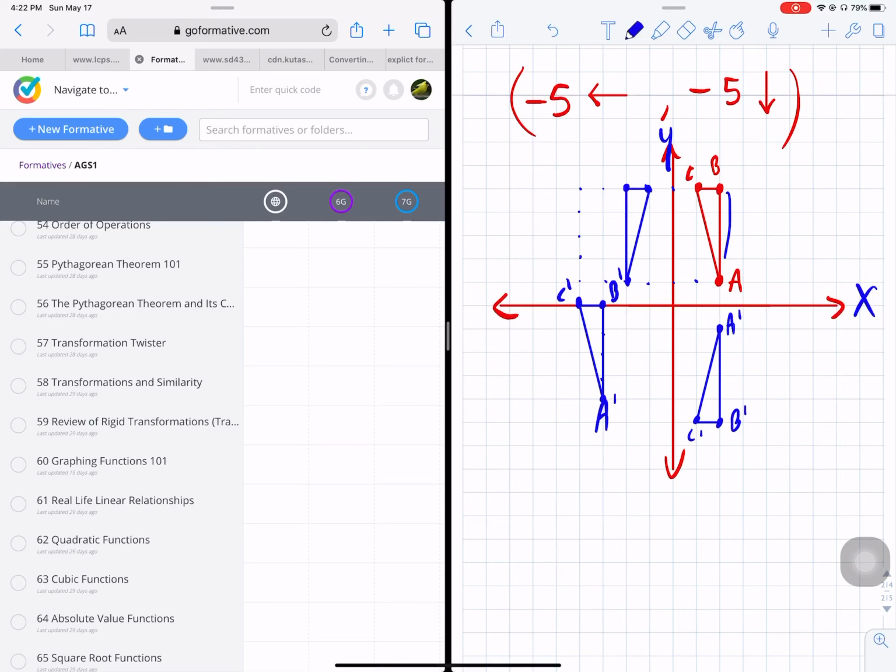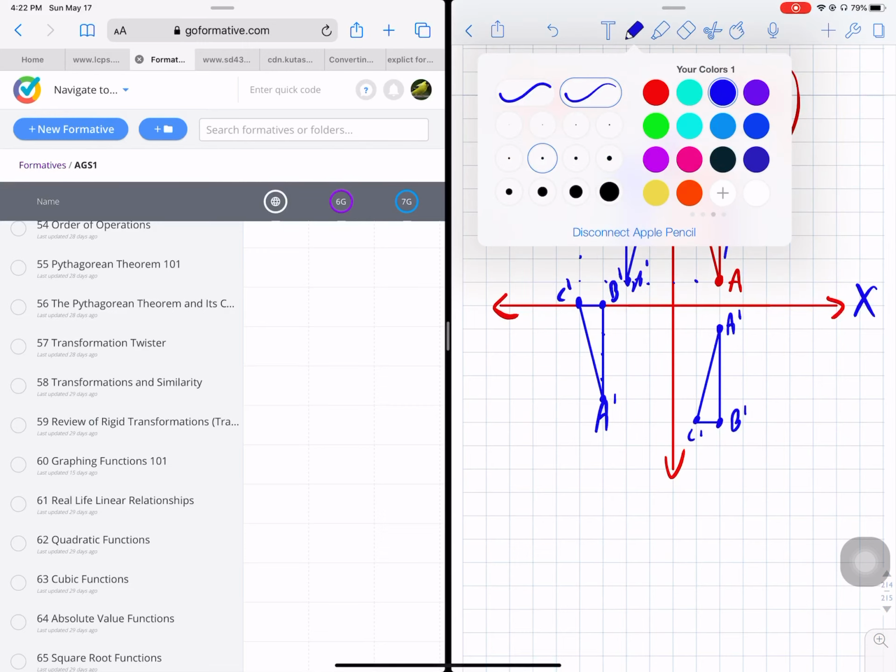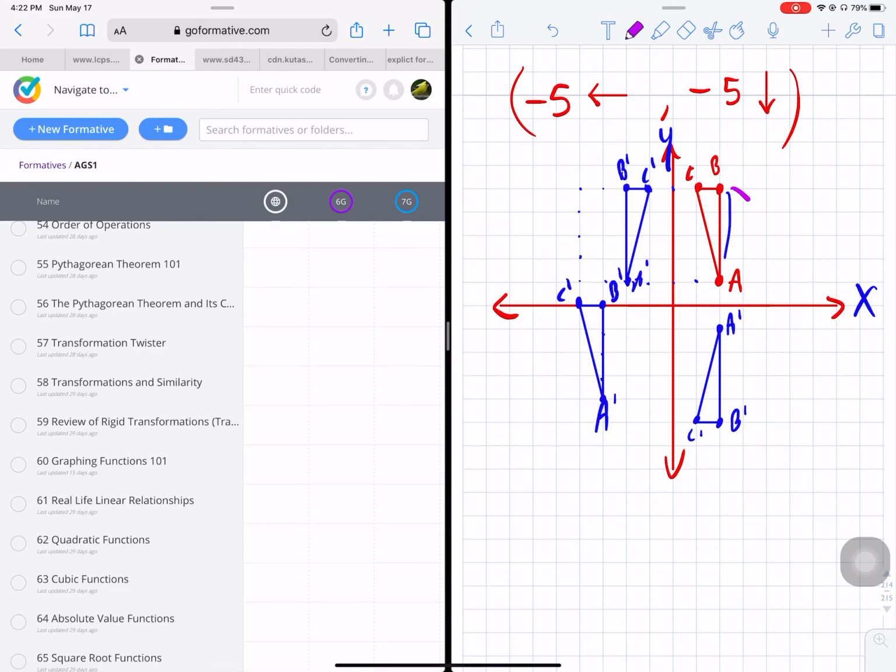Same thing, B prime, C prime. So we can do that. You can rotate it. You could, let's change color. You can rotate clockwise 90 degrees and put B down here 4 apart from A, and then C is in front of it. Something you could do.